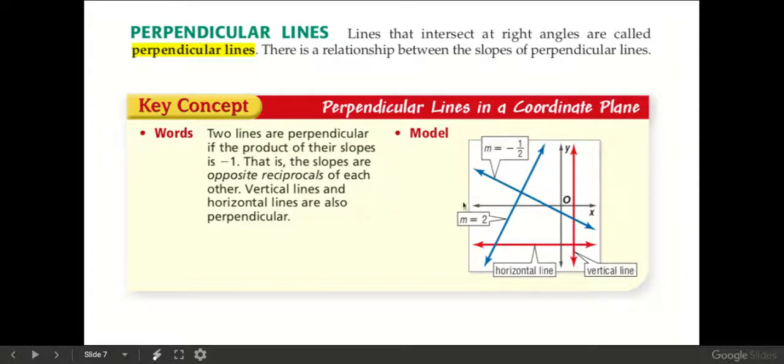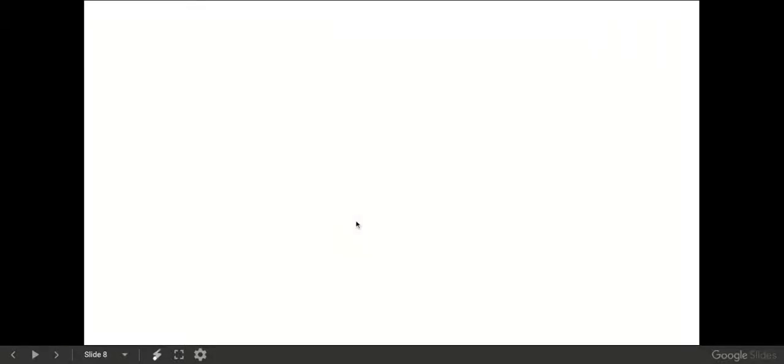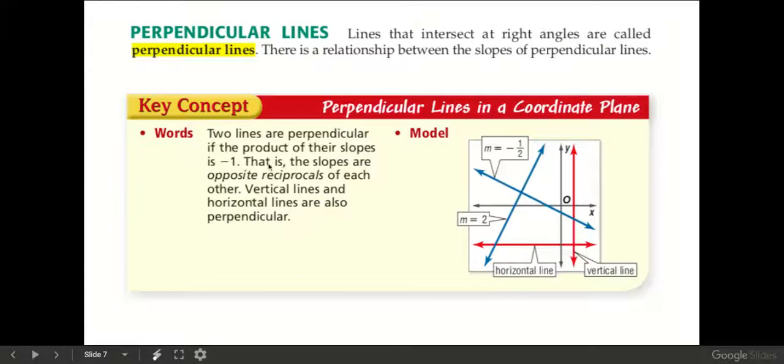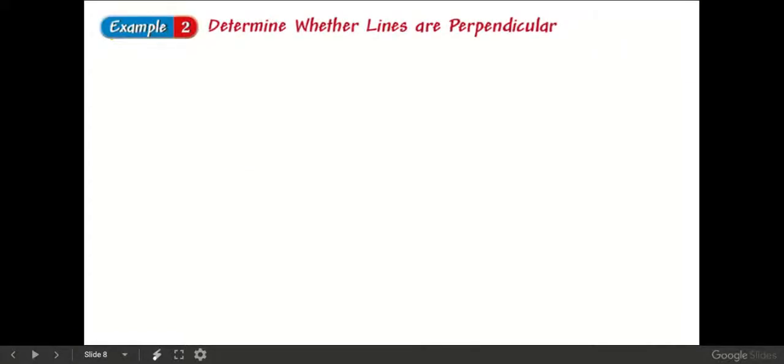So now let's look at the next part here. Oh, sorry. The other thing was, and you also know that if they're perpendicular, if you were to multiply their two slopes together, you get a product, an answer of -1. So if I did 2 times -1/2, that gives me an answer of -1. But let's look at some examples to kind of dive a little deeper.